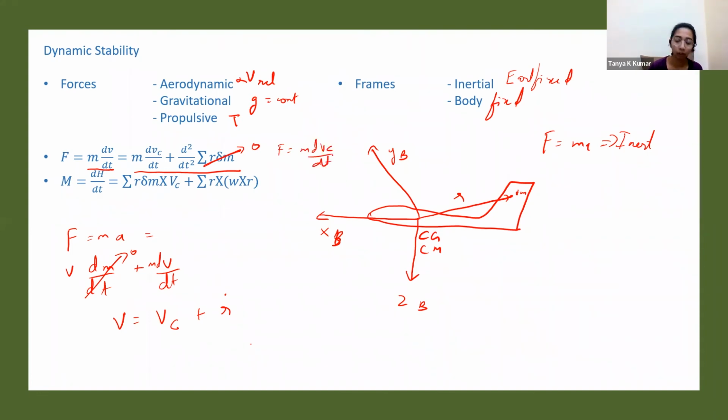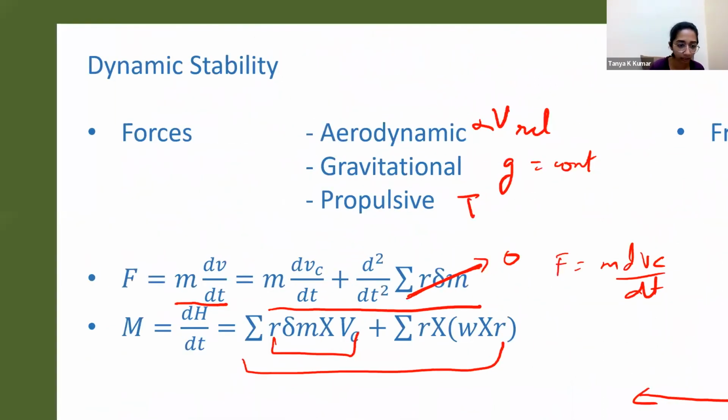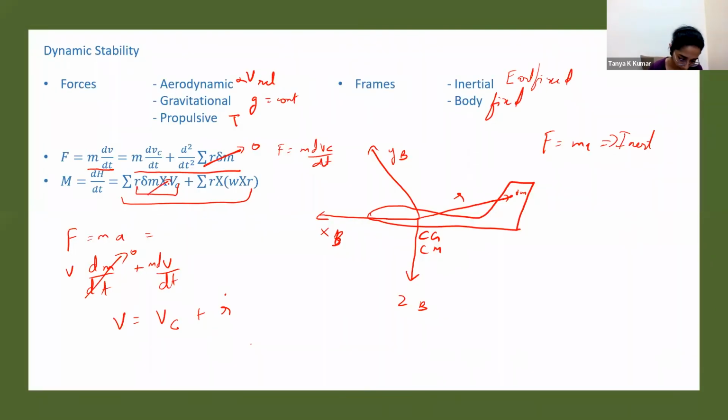Okay. Similarly, your moment equation is dh by dt and you get this final term. And again, the first term goes to 0. This term goes to 0 as r cross vc for an axis that is fixed at the origin would be 0. Okay. So your final equation would be m is sigma r cross omega cross r. These are the two equations that govern the dynamics of your aircraft motion.